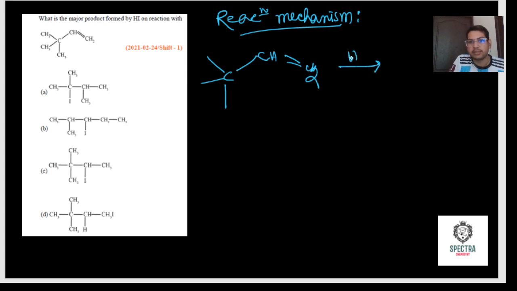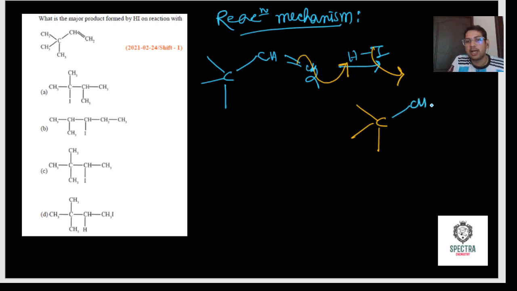If you react this with HI, your double bond is electron rich, so it will give electrons to take this hydrogen, and the iodide will leave. The first step is the formation of carbocation. So I am making the carbocation. Let me change the color.